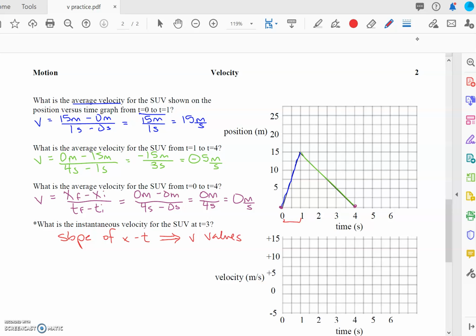So I'm going to come to my velocity graph. I'm going to graph a value of 15 meters per second for 1 second of time. And then the green segment of the position time graph has a slope of negative 5 meters per second. So I'm going to come to my velocity time graph, and I'm going to graph a velocity value of negative 5 meters per second for 3 seconds, and the final time is 4 seconds. Again, if you want to connect these with a dotted line or no line at all, either way is fine. So we see that the car is moving very quickly forwards and then slower, but in a negative direction.